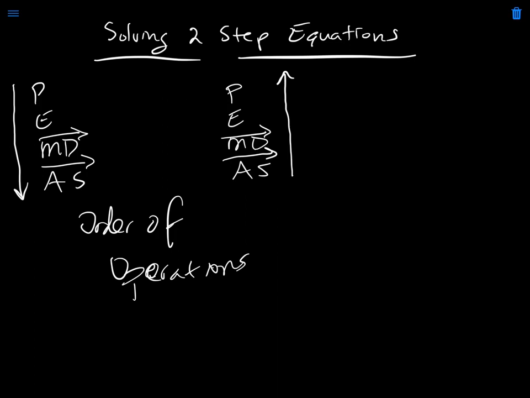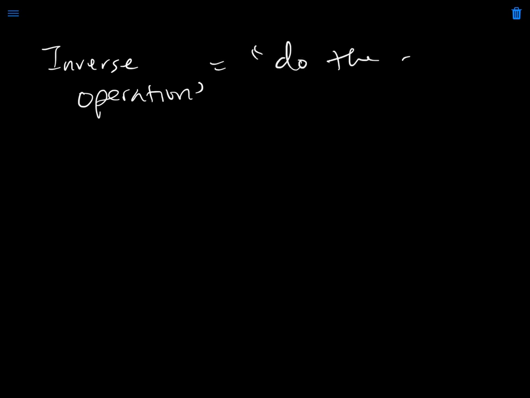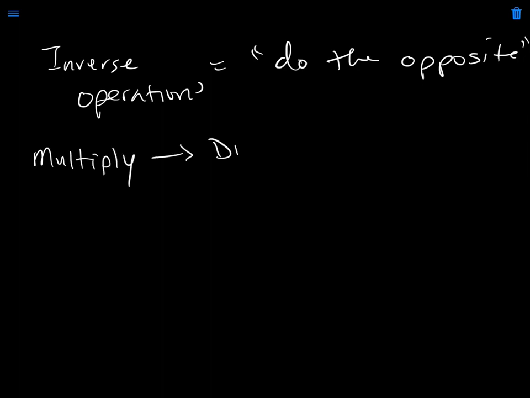But you also have to understand something called inverse operations. Let me clear this out. You have to understand inverse operations, and inverse simply means you do the opposite. So in this case, if we have multiplying, the opposite of multiplying would be to divide. And you can tell, again, with PEMDAS.